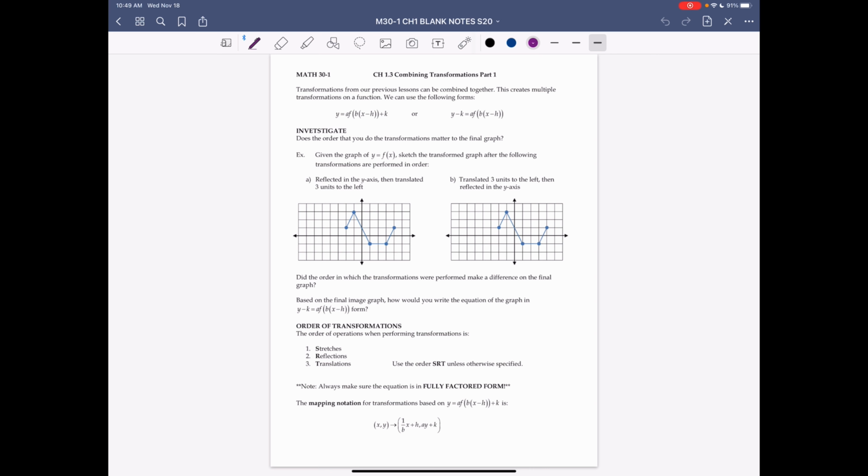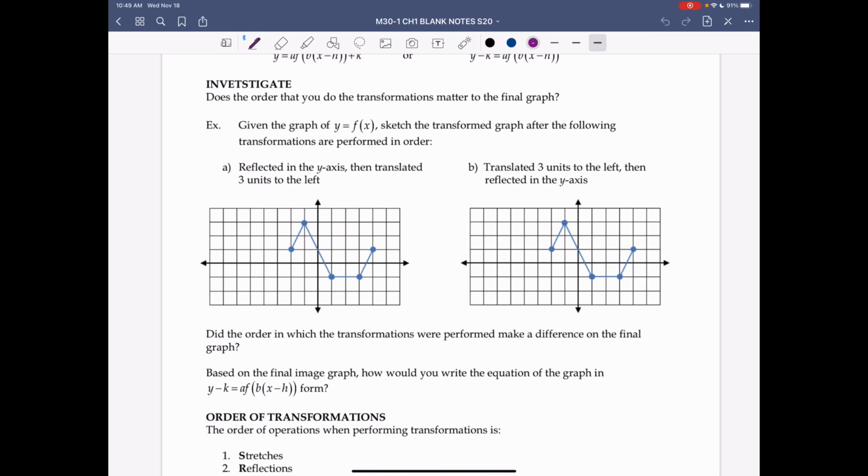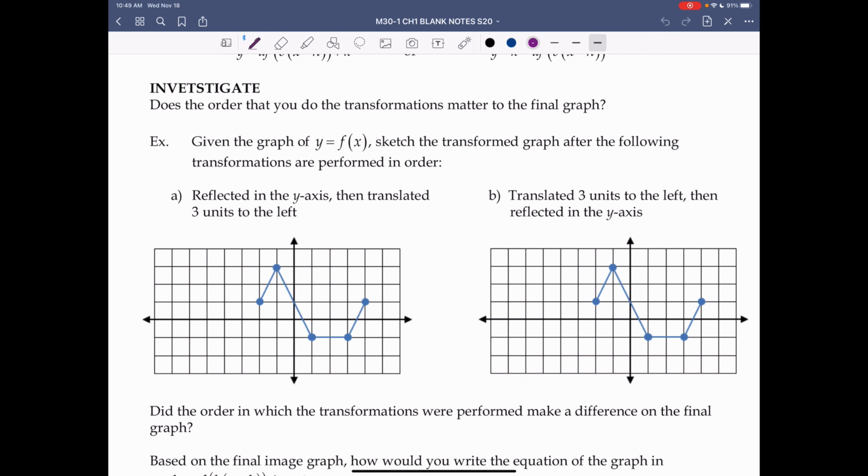Investigate. Does the order that you do the transformations matter to the final graph? Example. Given the graph of y equals f of x, sketch the transformed graph after the following transformations are performed in order. A, reflected in the y-axis, then translated 3 units to the left. So reflected in the y-axis, it's reflected horizontally.